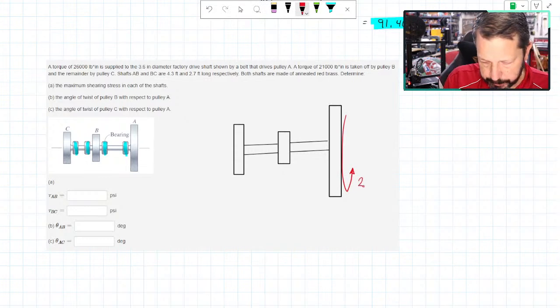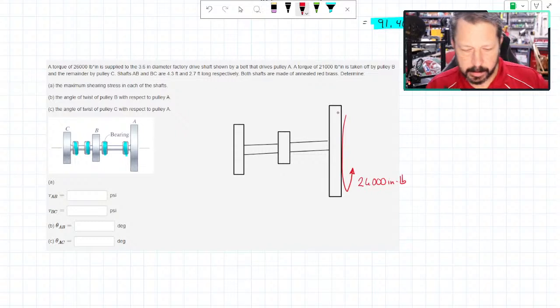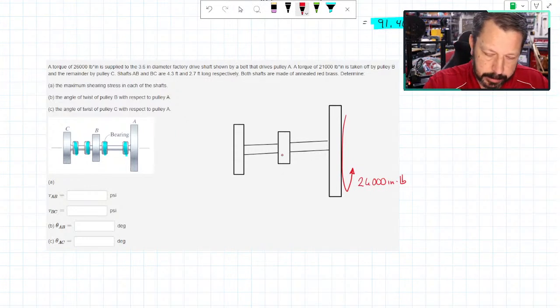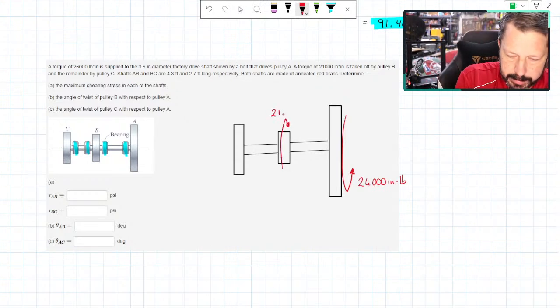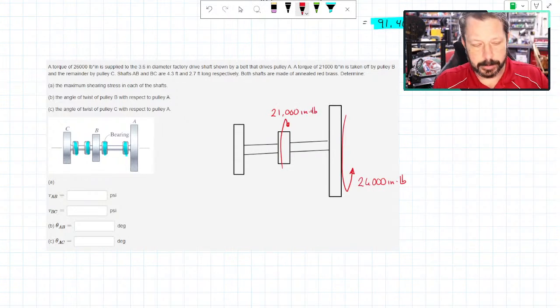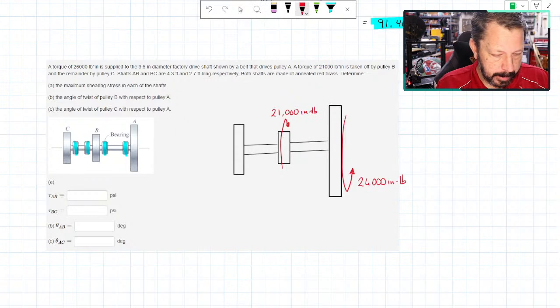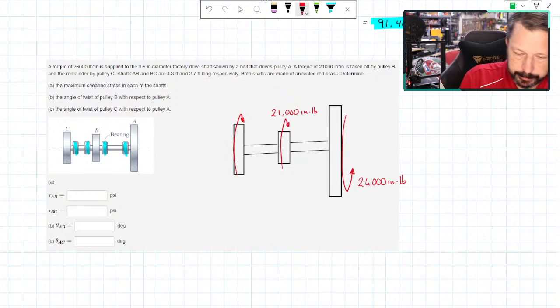26,000 inch-pounds. Then it says 21,000 inch-pounds taken off by the pulley at B. So we'll put that as an opposing direction. Most all of our torque is sent over to whatever is connected to B, and the remainder, 5,000, is sent off to C.